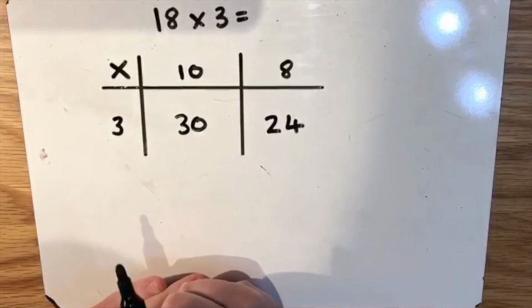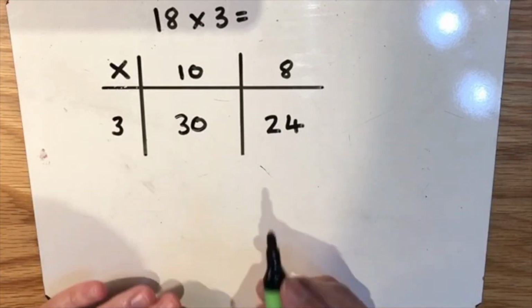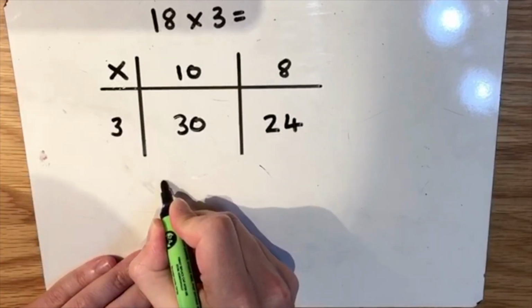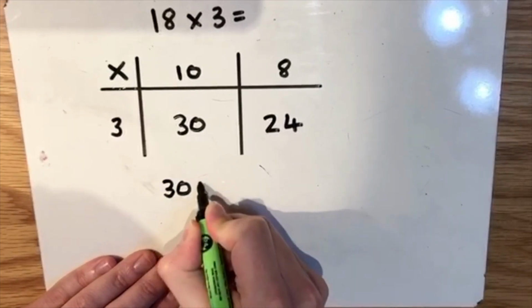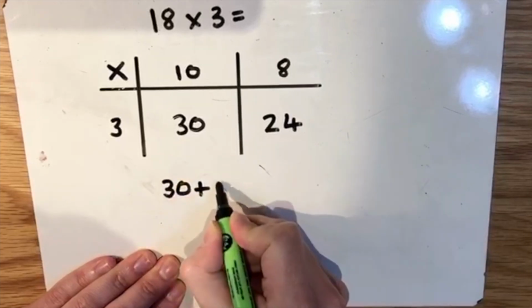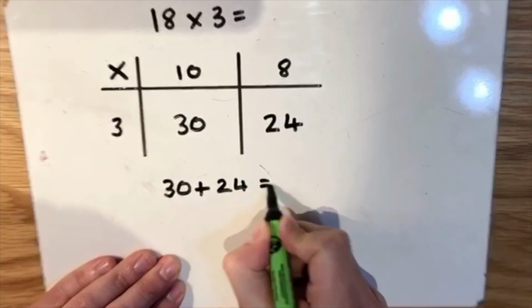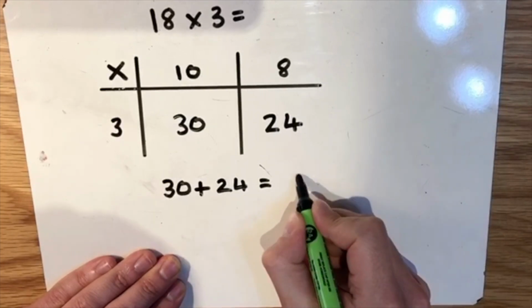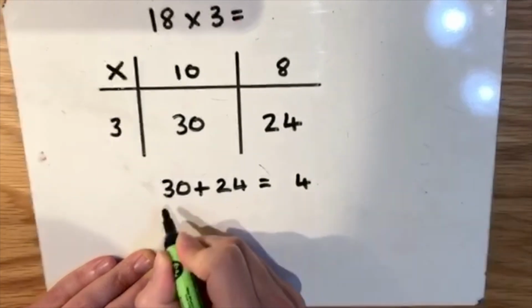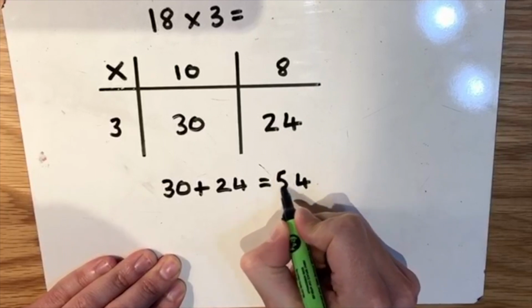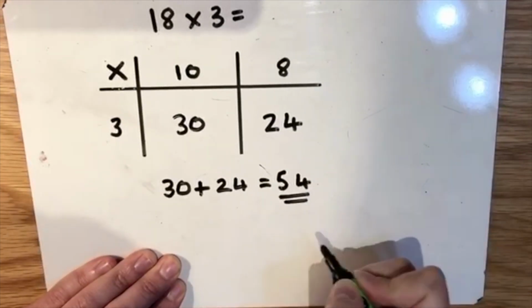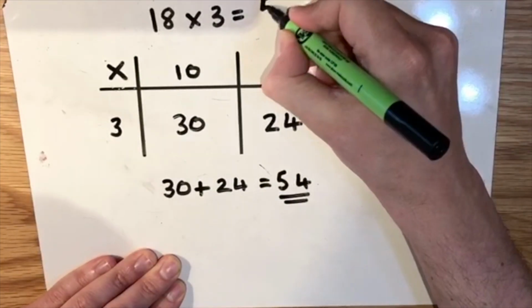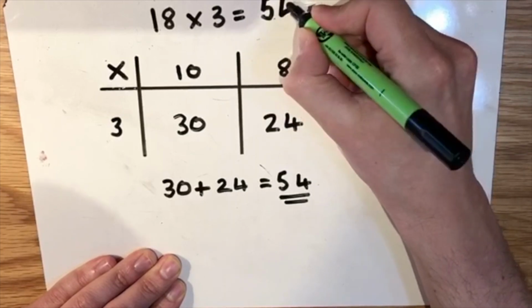Now when we've worked both of those calculations out, we then need to recombine the number to find our total. So we add 30 to 24, and we can go 4 plus 0 will give us 4. 2 tens plus 3 tens will give us 5, which will end up giving us the total: 18 multiplied by 3 is 54.